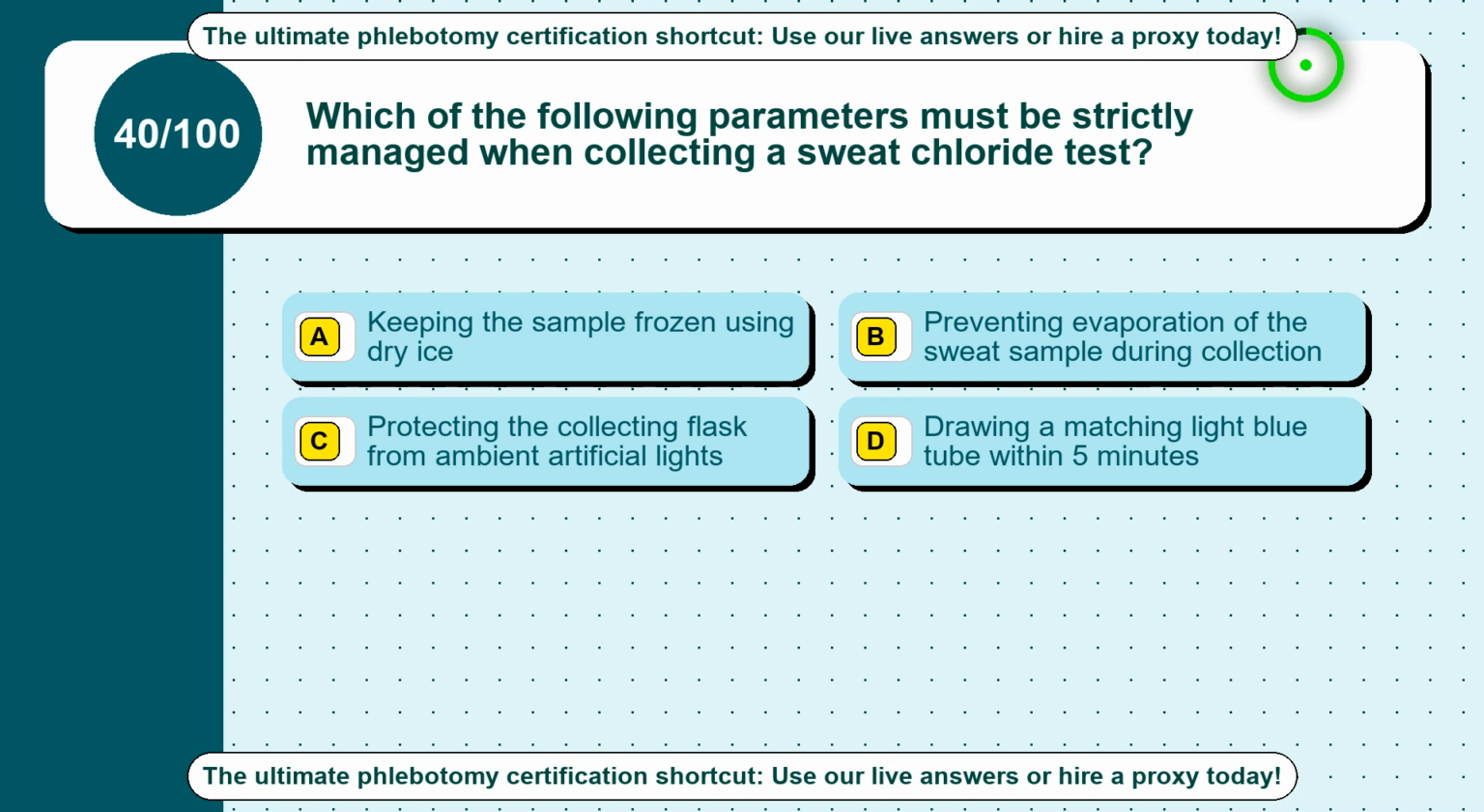Question 40. Which of the following parameters must be strictly managed when collecting a sweat chloride test? Option A, keeping the sample frozen using dry ice. Option B, preventing evaporation of the sweat sample during collection.